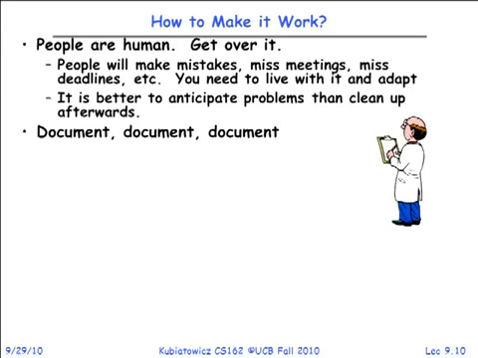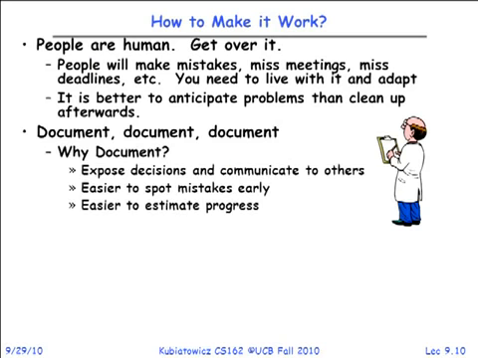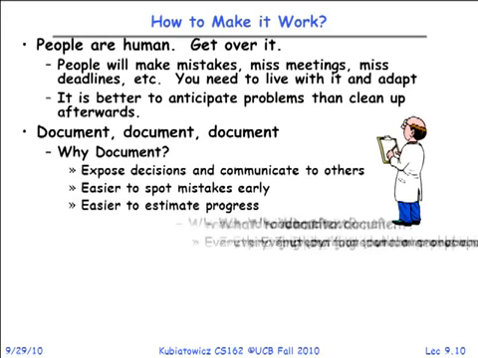Make sure that you check in things when they're working, so that when they stop working, you can always check back out something that was working. Okay? So why are you documenting? Just to expose decisions, spot mistakes early, estimate progress, and so on. All of this stuff can be done with electronic paper.